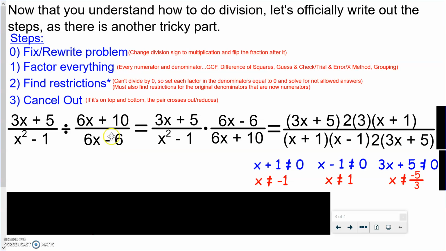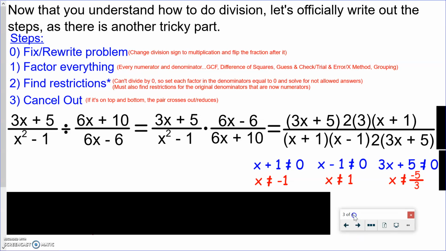So this originally was 6x minus 6. That turned into this 2, 3, x plus 1. So I have to check this right here as well. You skip this 2, you skip this 3. X plus 1, luckily we had it right here. If it's a repeat, you don't have to do it again. But if it's brand new, you must find that extra restriction.